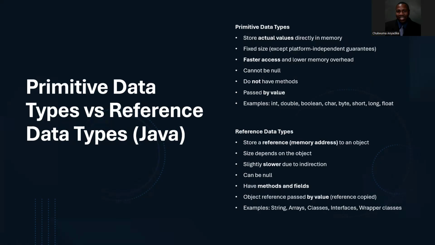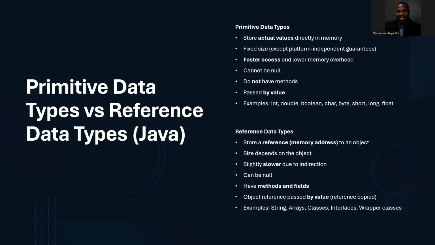So there are two main data types in Java. There are primitive types and reference types. The primitive types are types that store values directly in memory, as opposed to reference data types, which are typically known as object types. And these reference types store a memory address as opposed to the actual object in memory.